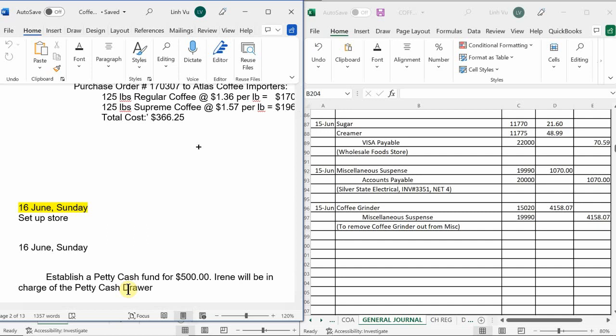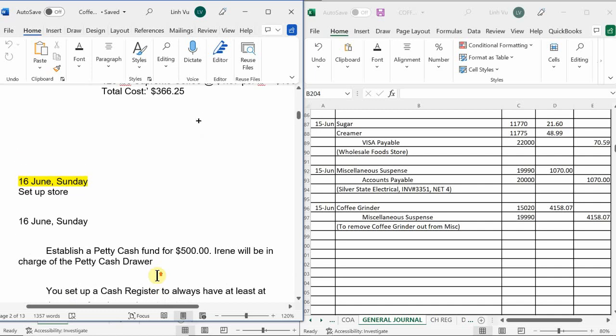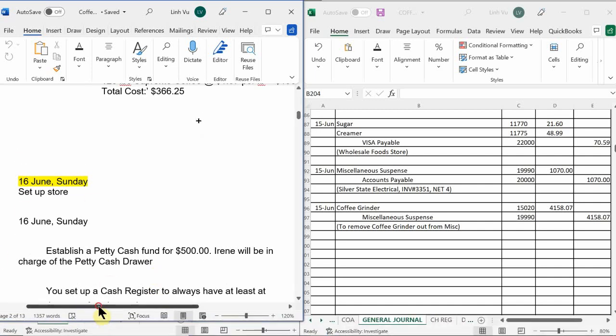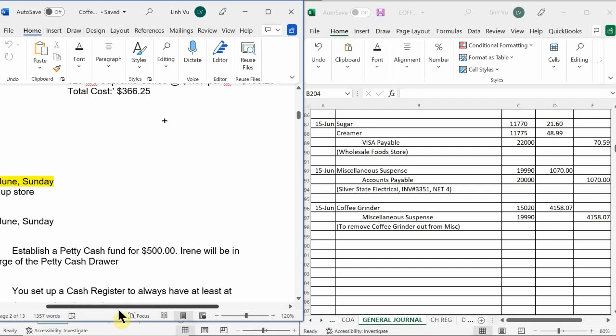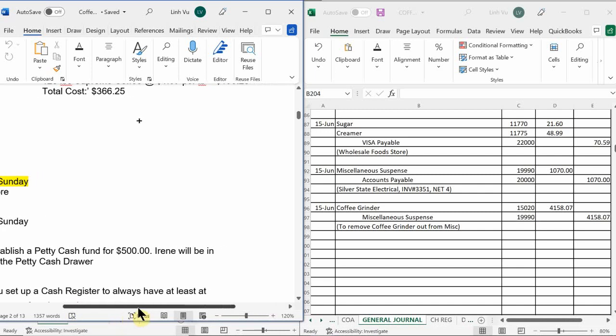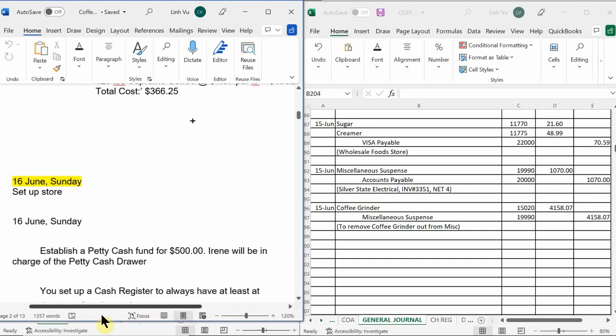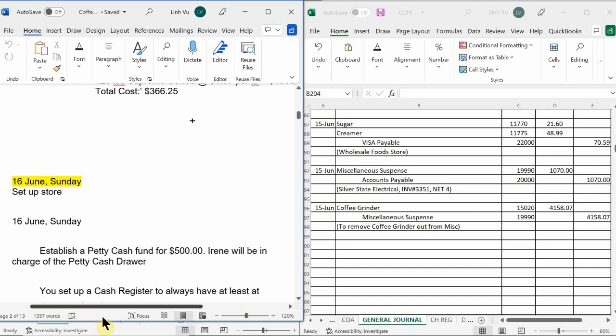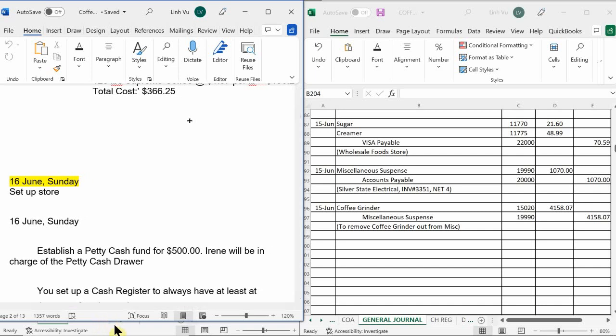And we're going to be setting up the store once again, and the very first thing is going to be establishing a petty cash fund, okay? So we're going to establish a petty cash fund for $500, okay? And Irene will be in charge of the petty cash drawer. So she's the petty cash drawer manager, all right? So how do we establish a petty cash fund?